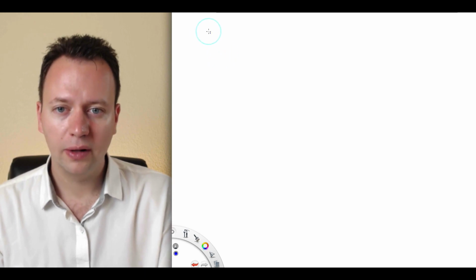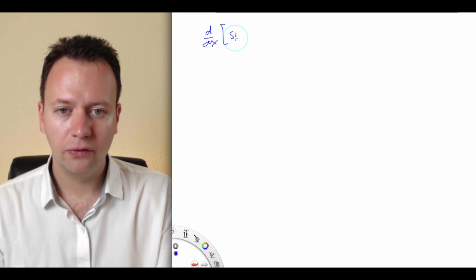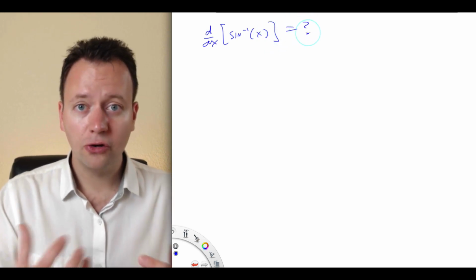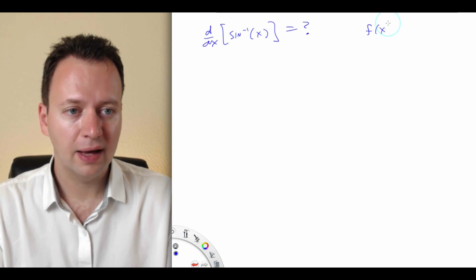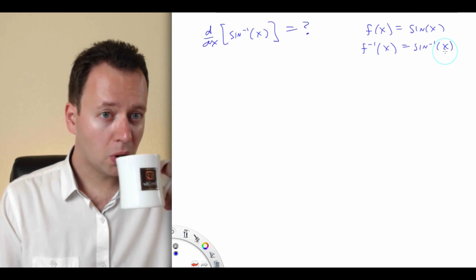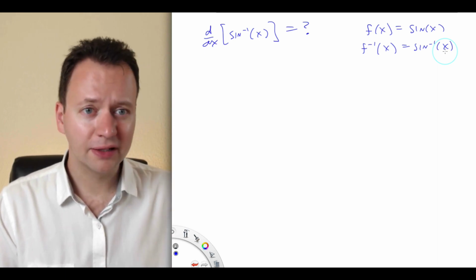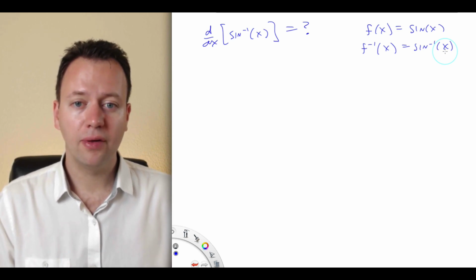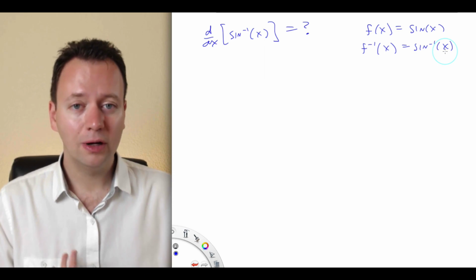So let's start with the derivative of arcsine. Suppose we want to compute the derivative of arcsine of x. So here our original function, we can define f of x is equal to sine of x, and then the inverse function is arcsine of x. So sine of x and arcsine of x are inverse functions of one another. So when computing the derivative of the inverse function of sine, we can use our general rule.